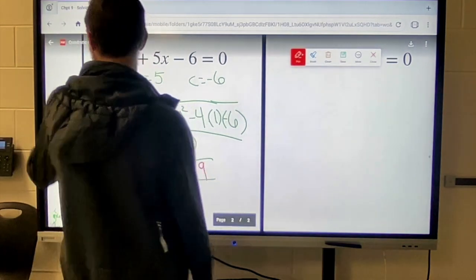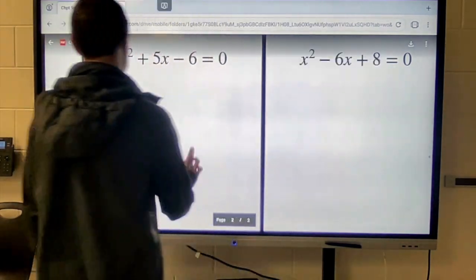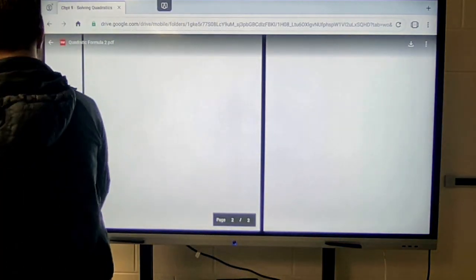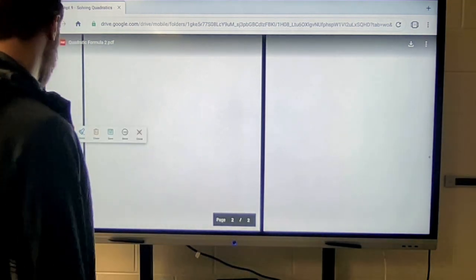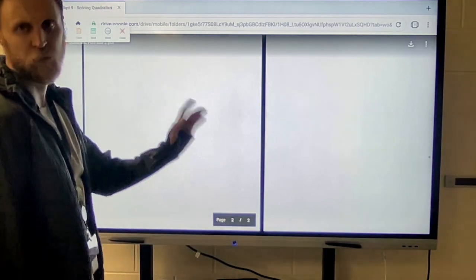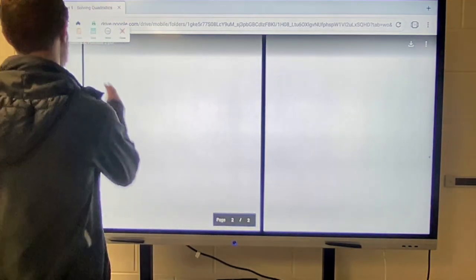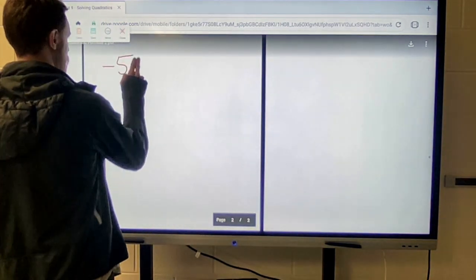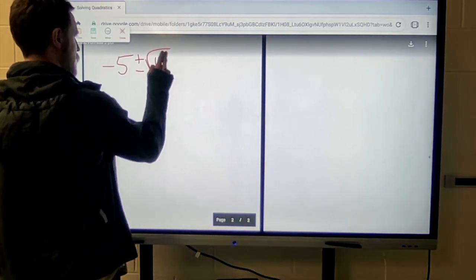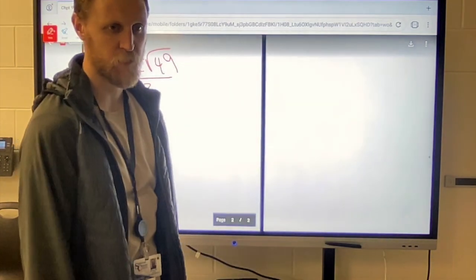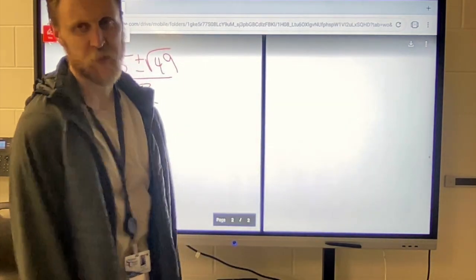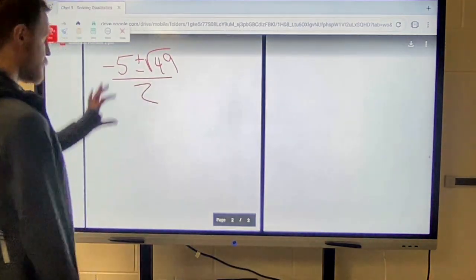Negative 5, 49, 2. Got it. Check. Got it. Check. Oh, okay. What was it? I don't even remember. Is it negative 5 plus or minus the square root of 49 all over 2? I hope so. I should have gotten a copy of it and had it with me. But I don't. So if this is wrong, then that's going to be silly.